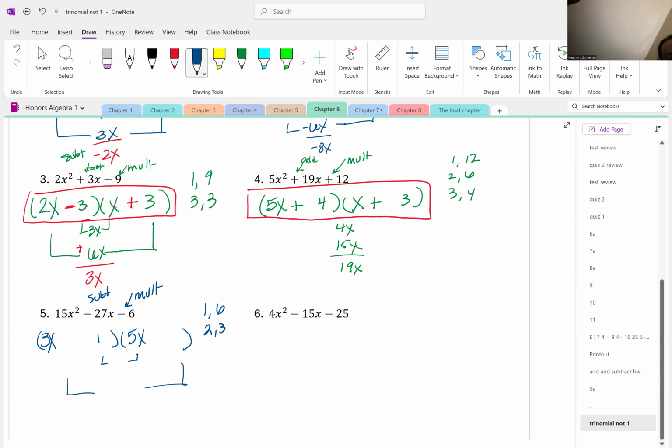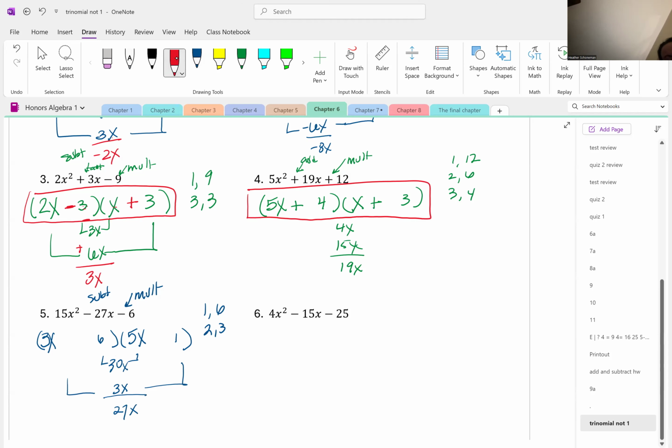If I did the 1 and the 6, that gives me 5 and 18x. I mean, we're getting there, but not quite. If I do the 6 and the 1, this gives me 30 and 3x. But remember, because they're opposite signs, we're really subtracting. And if I subtracted this, I could get 27x.